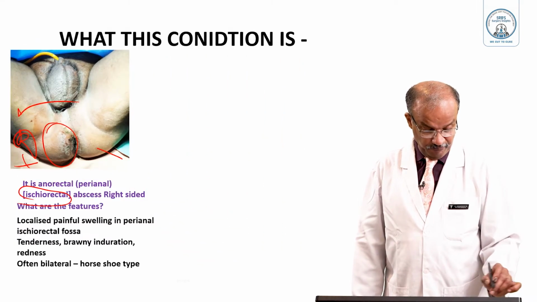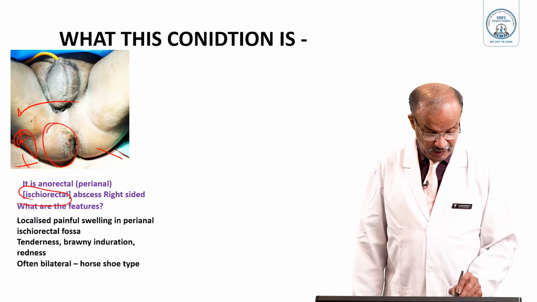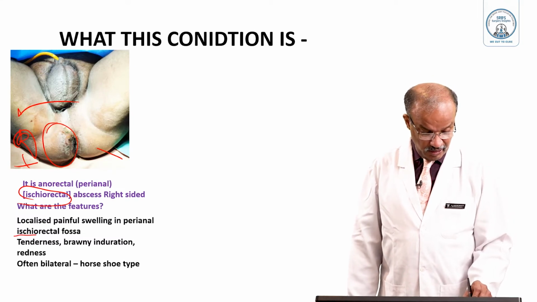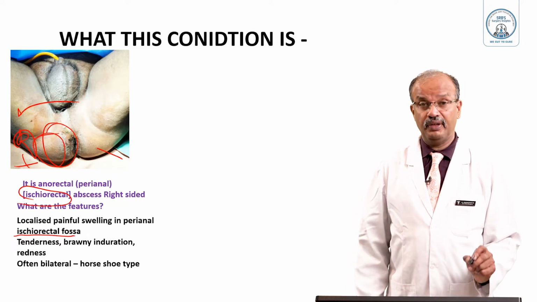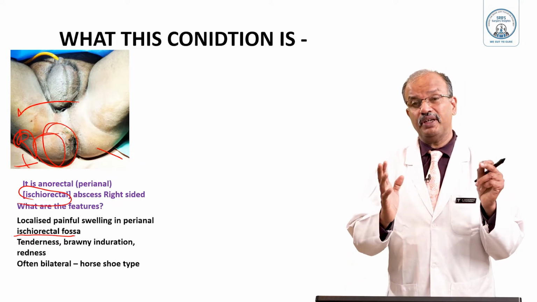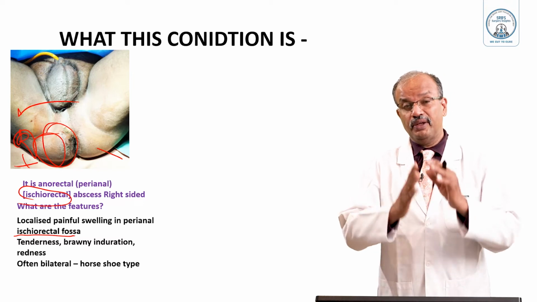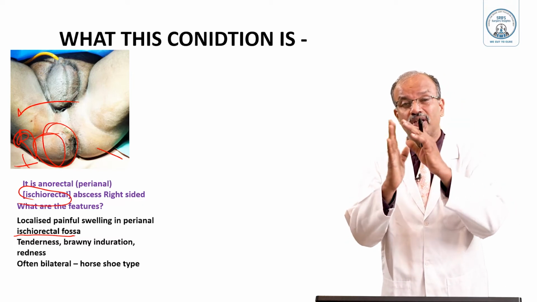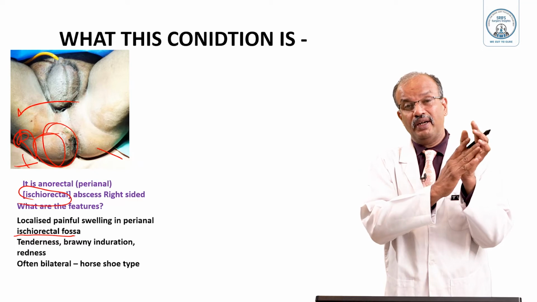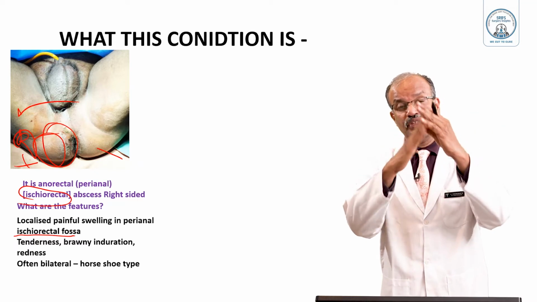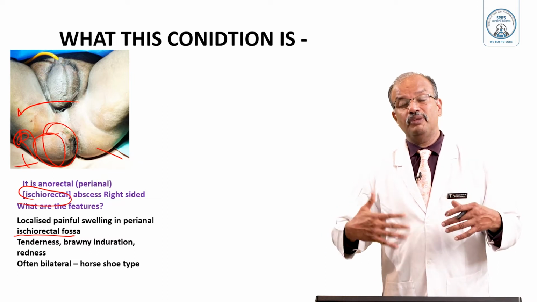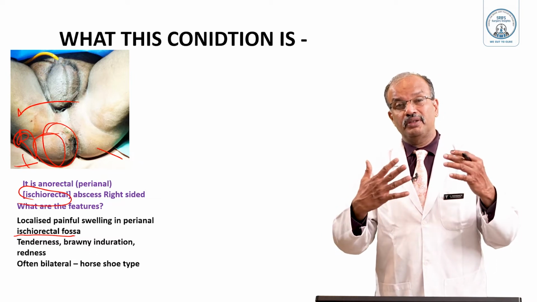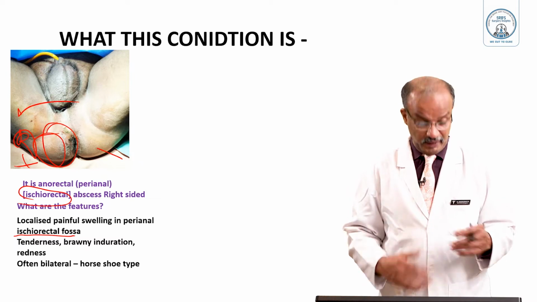What are the features? It's a localized painful swelling in the perianal ischiorectal fossa, the ischiorectal area here. Tenderness, brownish induration, redness. Fluctuation may not be elicited here because they're deep in the cavity. You know the ischiorectal fossa, its borders: medially the rectum, laterally fat, then above, Alcock's canal with the neurovascular bundle, and below, in the deeper plane, the skin and subcutaneous tissue with the fat.